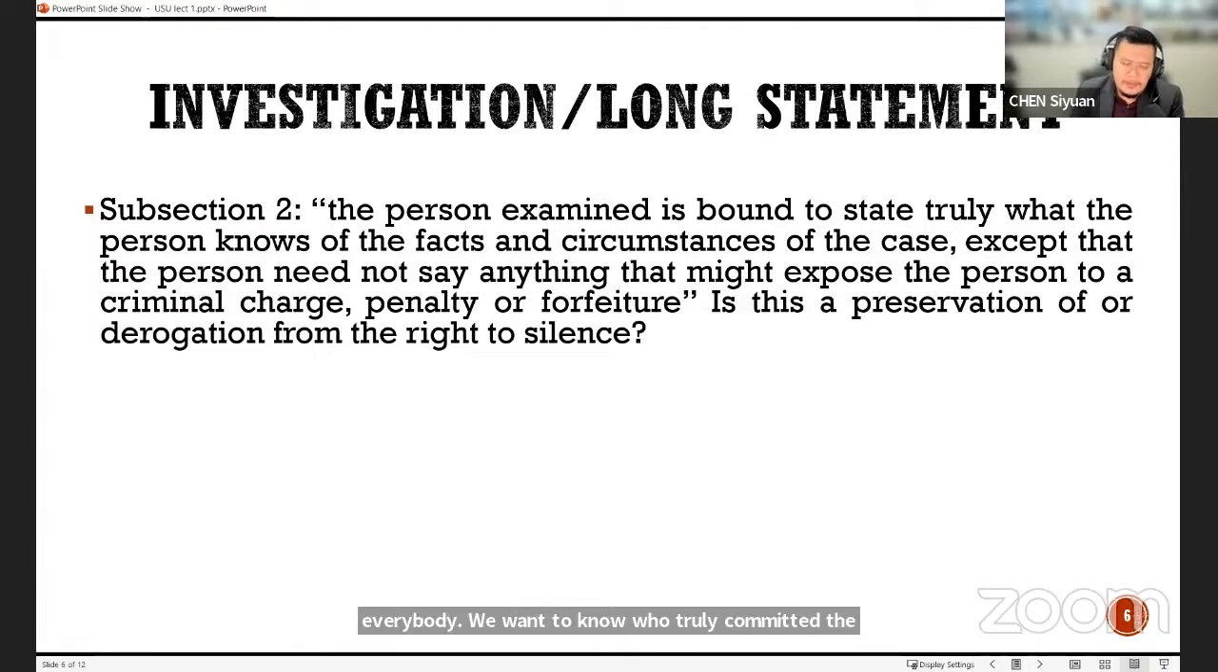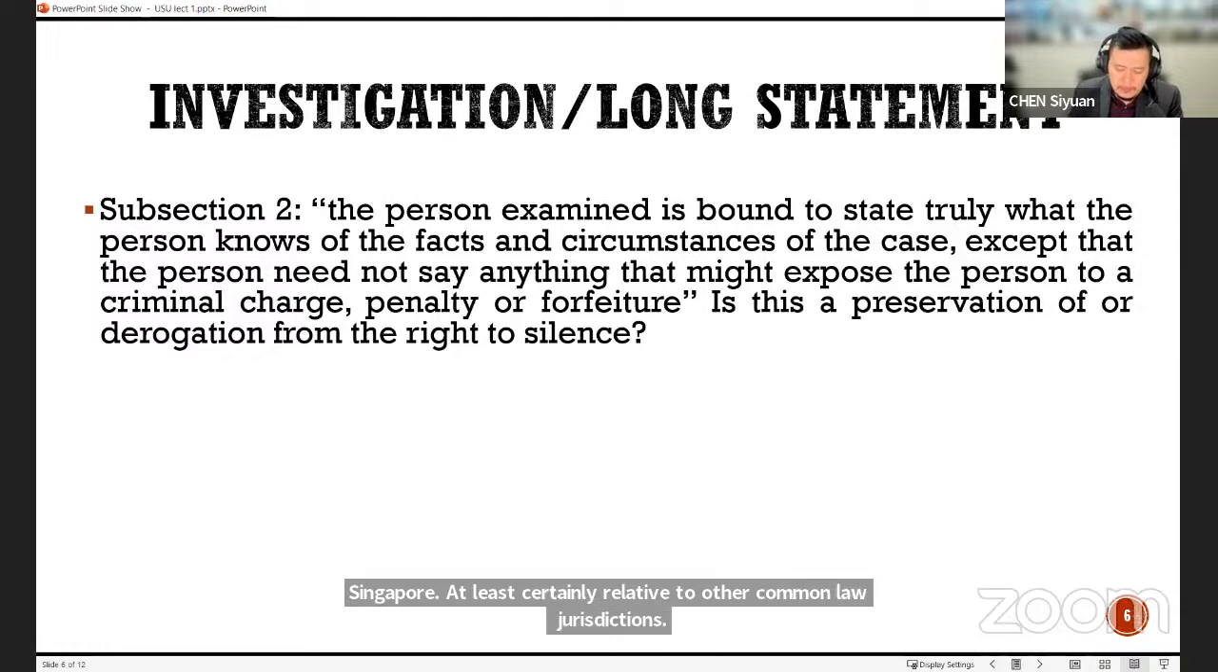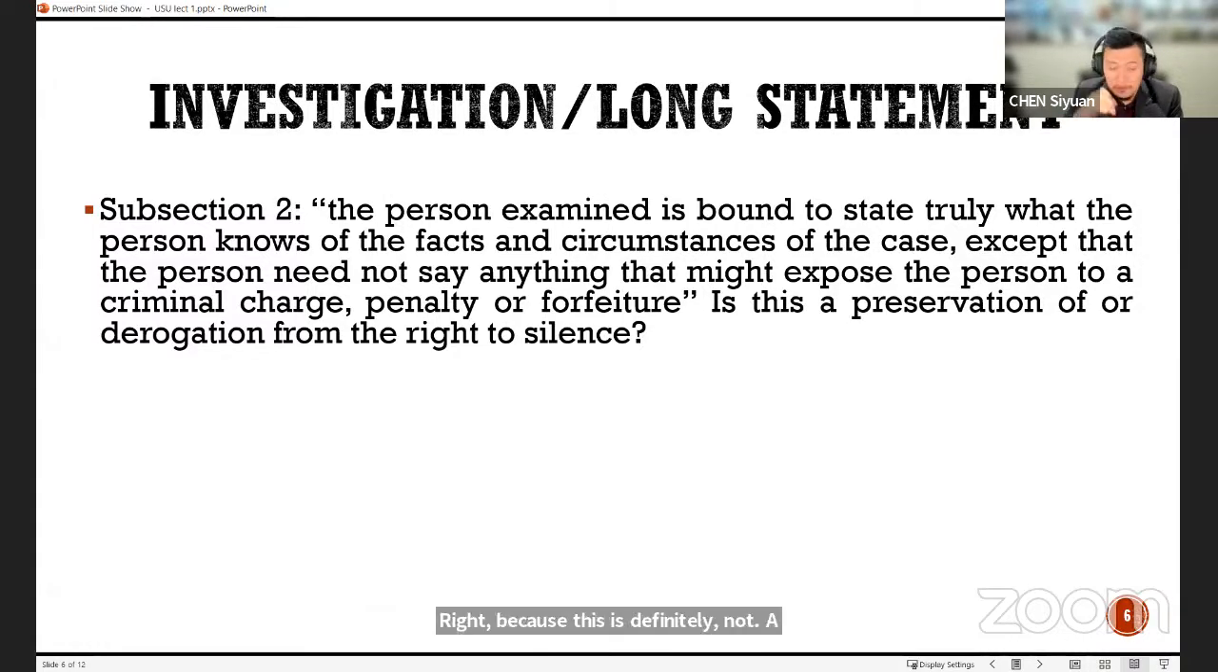But on the other perspective, the idea that a person can be compelled by law to state the truth, I think that's quite unique to Singapore. At least certainly relative to other common law jurisdictions. Right? Because this is definitely not a typical understanding of the right to silence. Right to silence usually just means you're entitled to keep quiet to a large degree. But here you have to state the truth. That's the first point. The second point is, what if the truth potentially overlaps with what might incriminate you?